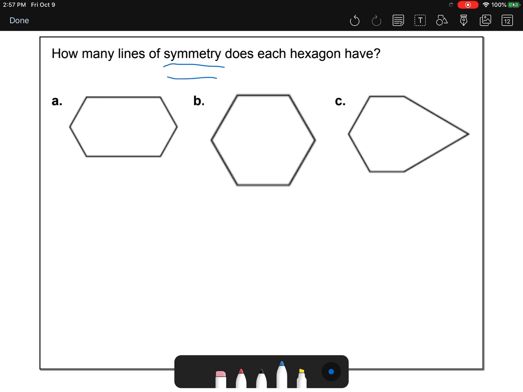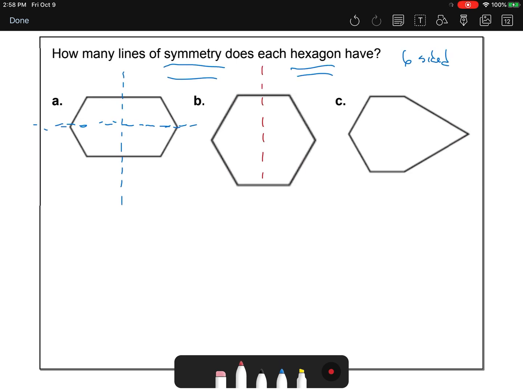Along with it then, we have this word called symmetry. Symmetry just means we can cut it in half and fold it in half. Now, these are all hexagons, 6-sided polygons. How many lines of symmetry does A have? It's got to fold completely over. I think that's it. Oh, nope, you're right, because I know some of you saw this too, right? I think there's two. The diagonals won't work because they won't fold correctly.